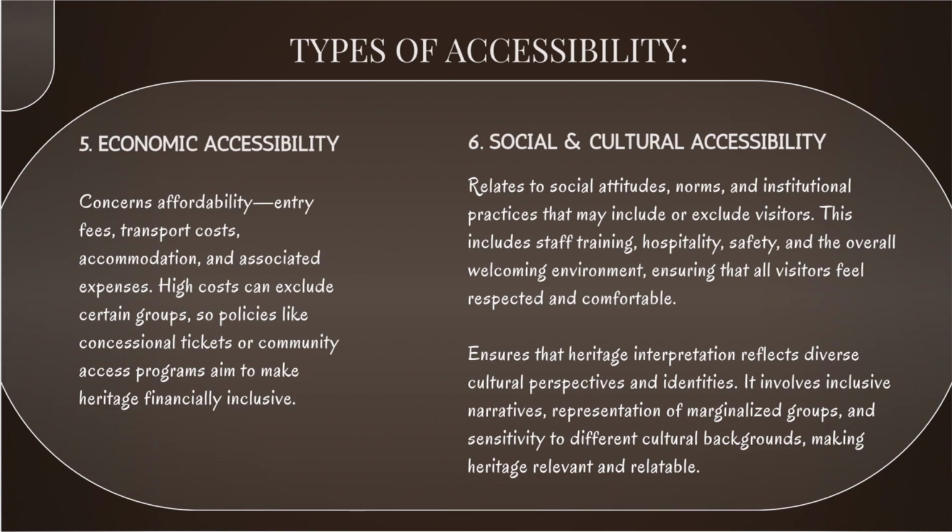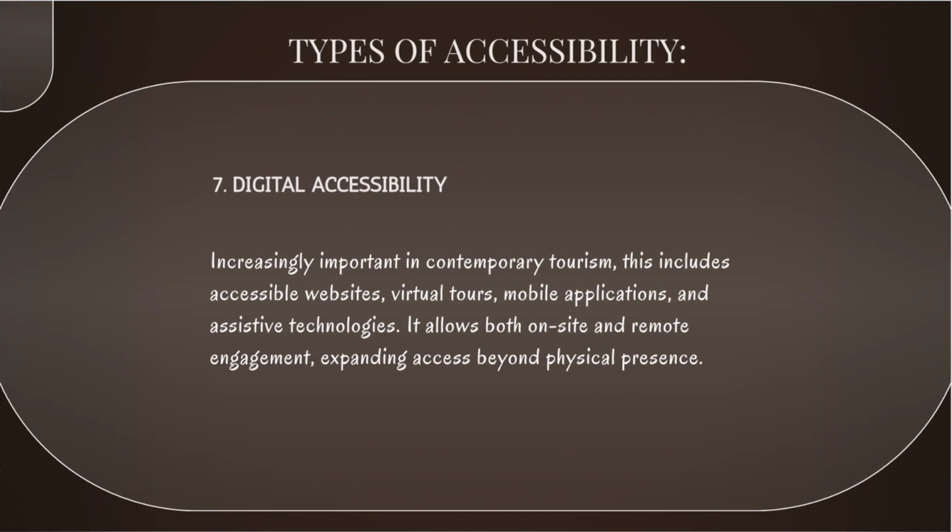The next is cultural accessibility. This ensures that heritage interpretation reflects diverse cultural perspectives and identities. It involves inclusive narratives, representation of marginalized groups, and sensitivity to different cultural backgrounds, making heritage relevant and relatable. The next is digital accessibility. Increasingly important in contemporary tourism, this accessibility includes websites, virtual tours, mobile applications, and assistive technologies that provide digital accessibility to all the tourists. It allows both on-site and remote engagement, expanding access beyond physical presence.